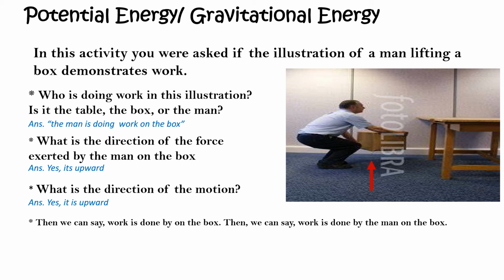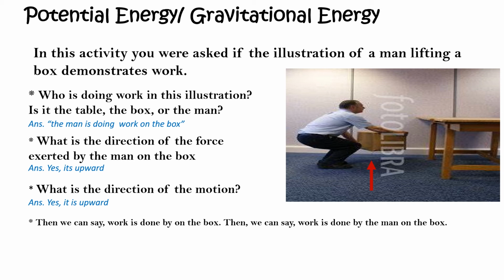So there are types of potential energy. We have the gravitational energy. Try to look at this activity. In this activity, you were asked if the illustration of a man lifting a box demonstrates work. In this situation, who is doing work? Is it the table, the box, or the man? Try to look at the picture. Okay, so it is the man who is doing the work on the box.